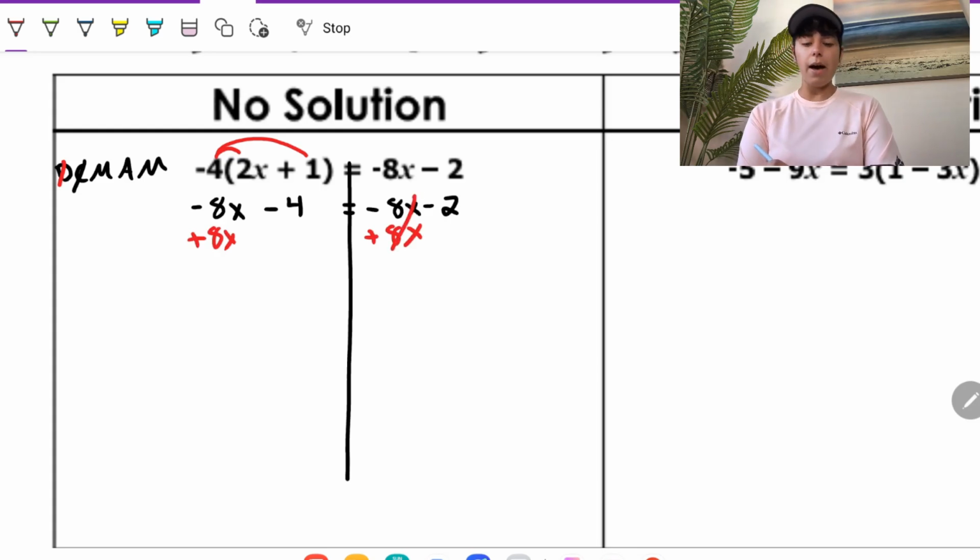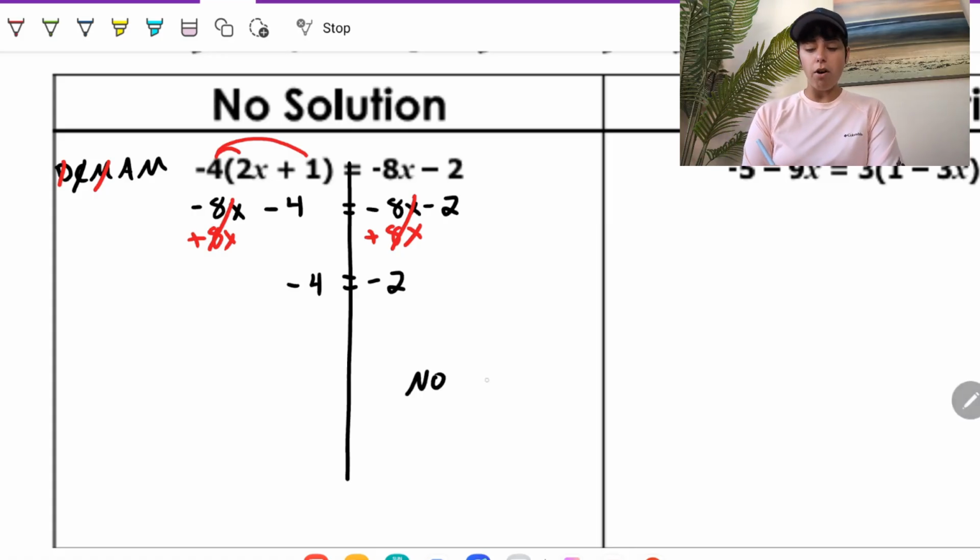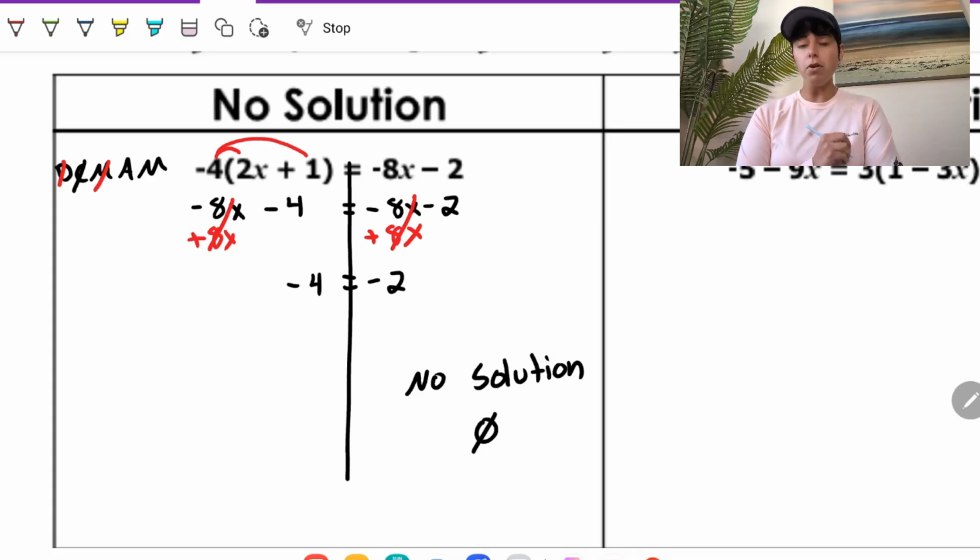Since it's a negative, I'm going to add it. And when I do this, they both cancel out. And we're left with -4 is equal to -2. Now, that doesn't make any sense. -4 will never be the same as -2, so this would be called no solution. It is just not possible. Sometimes you'll also see this symbol to represent no solution as well.